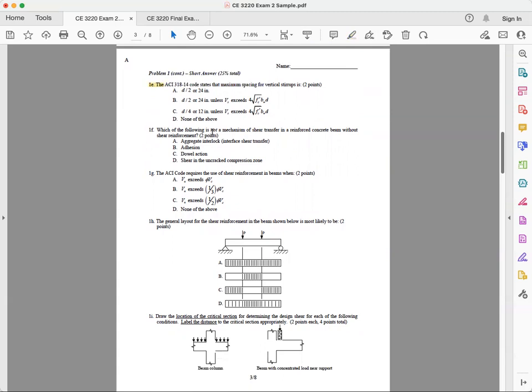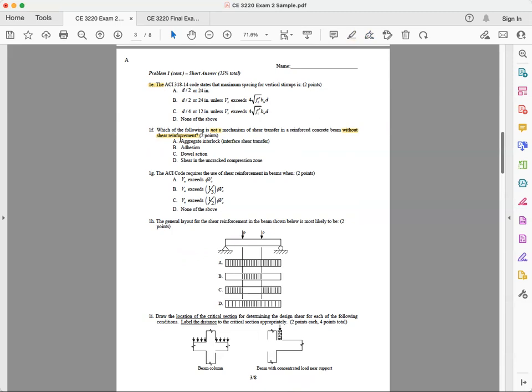Now, which of the following is not a mechanism of shear transfer in a reinforced concrete beam without shear reinforcement? Keywords: not a mechanism, and without shear reinforcement. The shear contribution has 2 parts: the reinforcement part and the concrete part. The reinforcement part is obviously for reinforcement, but this is asking without reinforcement. So let's take a look at the components without reinforcement.